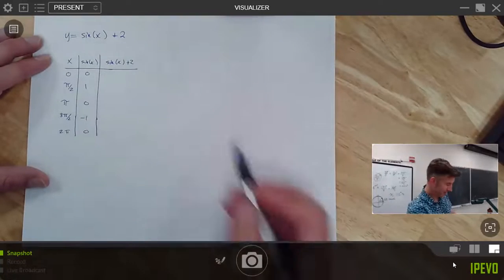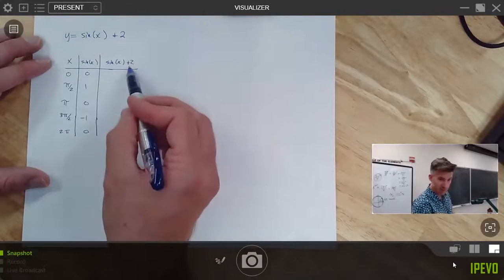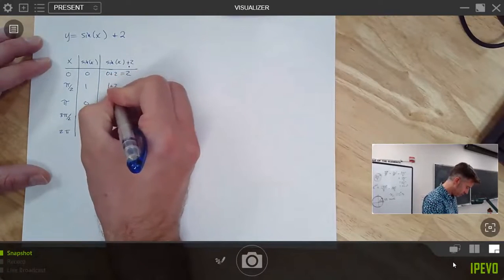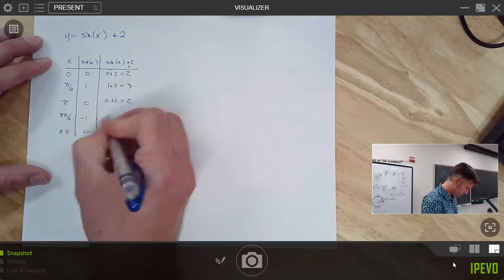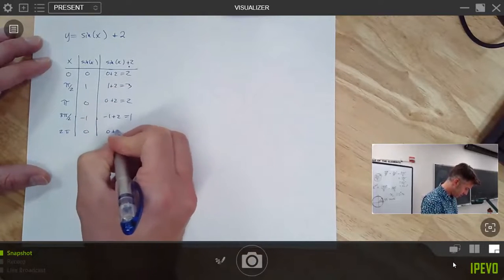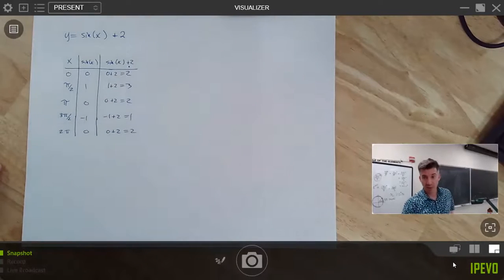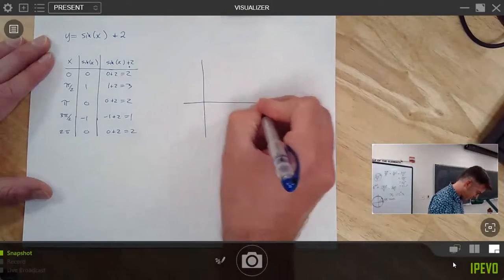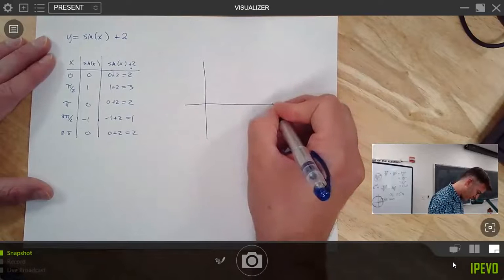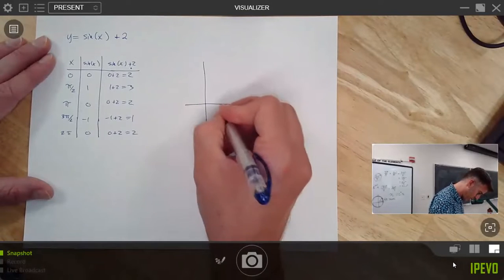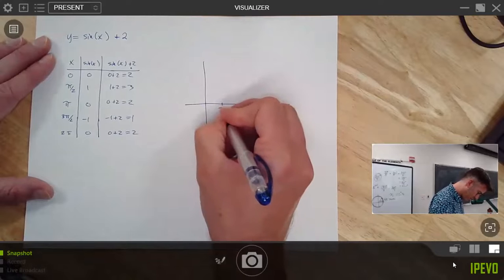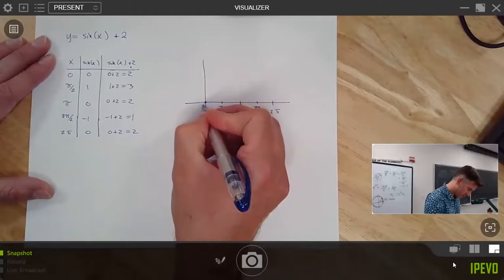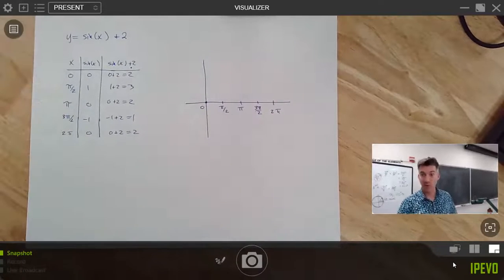And then all I'm going to do to get this graph is take these values and add 2. 0 plus 2 is 2. 1 plus 2, 3. 0 plus 2, 2. -1 plus 2, 1. So there's my new y coordinates. So there's my 2 pi again, half, half, half. So those are my 5 important x values, or my 5 important angles.